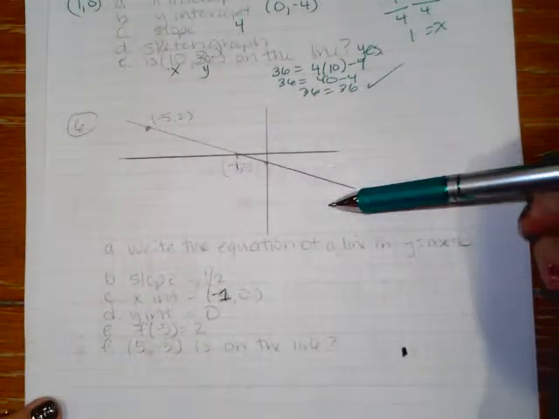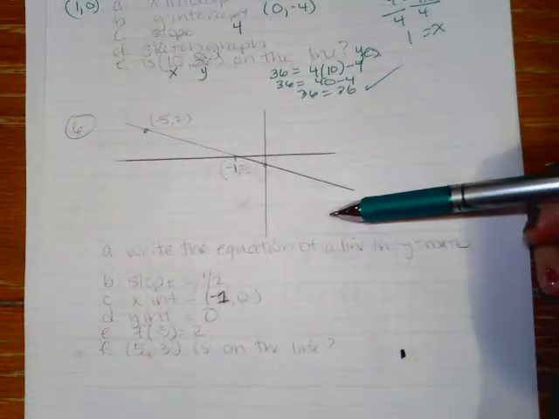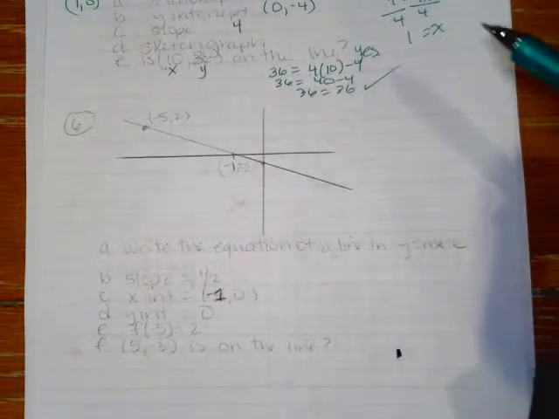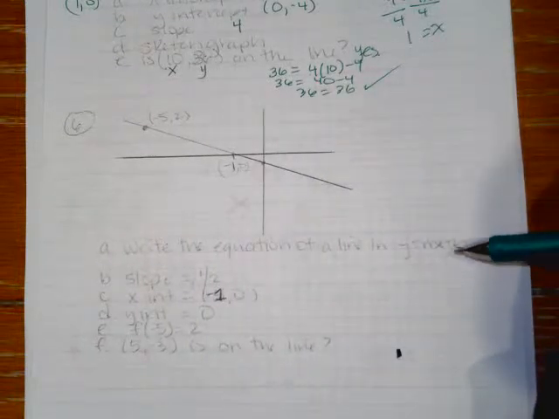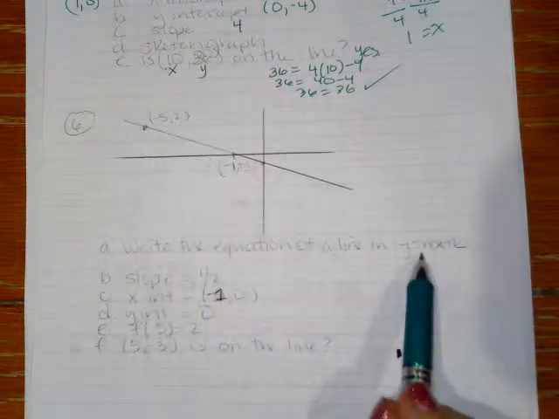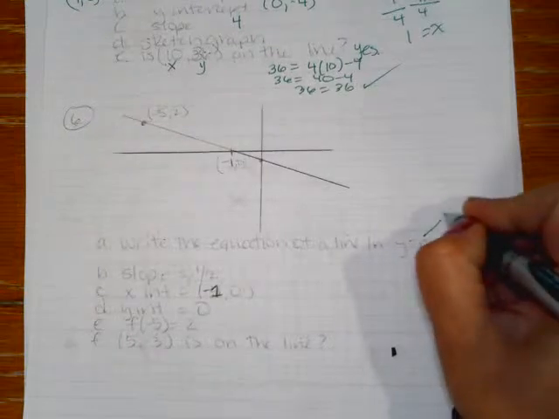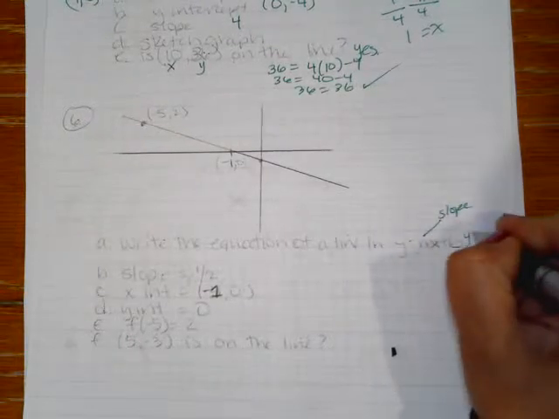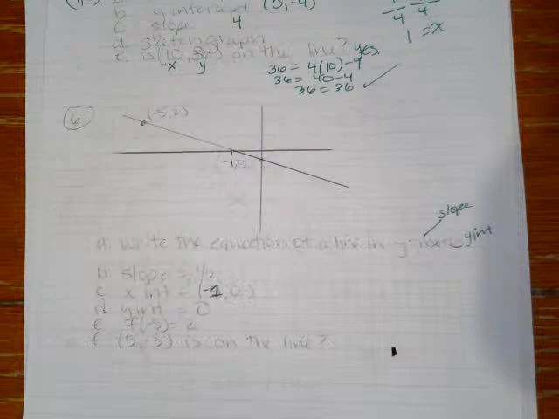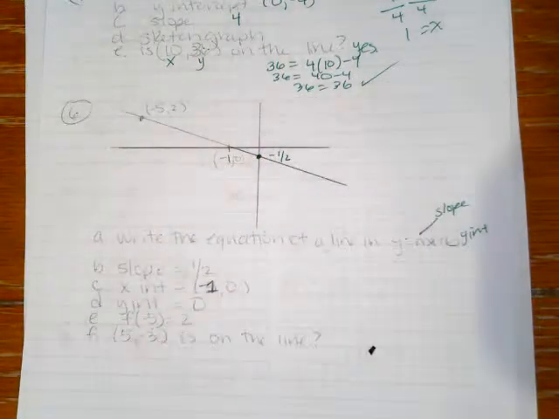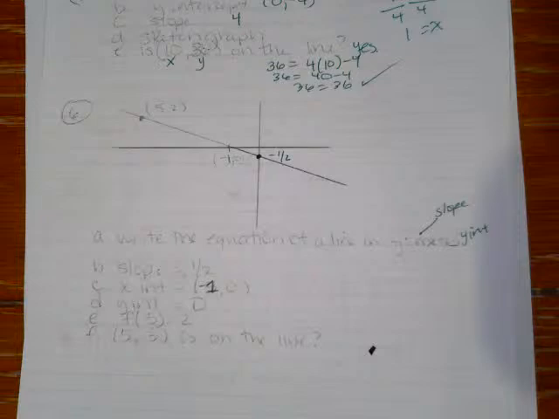All right. A lot of trouble with this on the last exam, so you're going to see it on this exam again. And you're going to be given a graph. It's going to ask you to write the equation of a line in y equals mx plus b form. To write this equation in y equals mx plus b form, you need your slope and you need your y-intercept. Okay, our y-intercept is given here at -1/2. Our slope is not, but we can find slope.